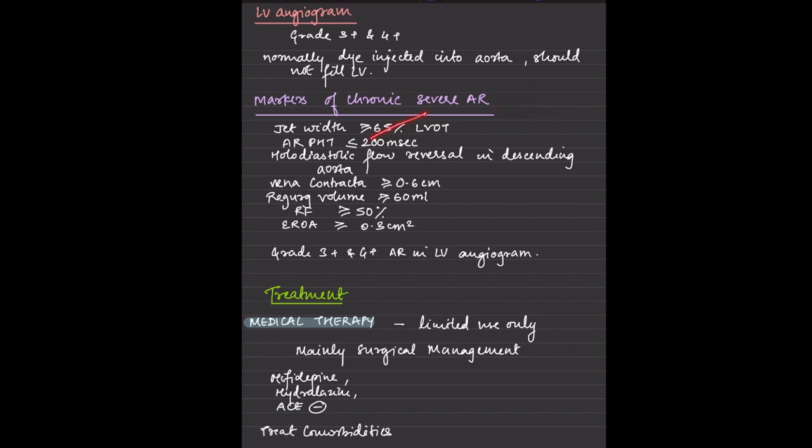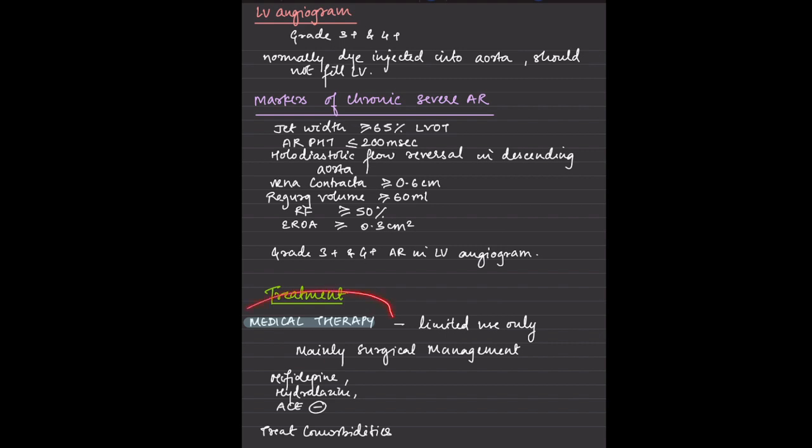Okay. So we have the markers of chronic severe AR. The width more than 65%. Then we have already seen the pressure half time should be less than 200, and if it is more than 500, it is mild only. Then vena contracta more than 0.6, then regurgitant volume more than 60 ml, right?